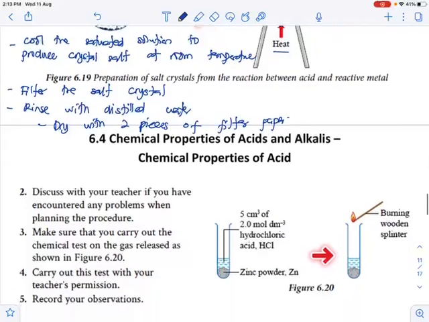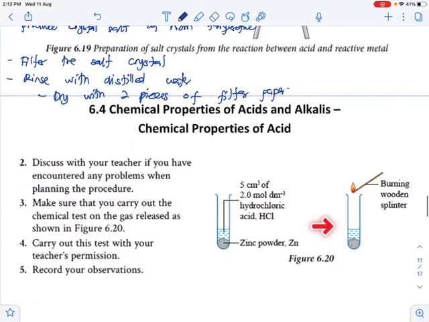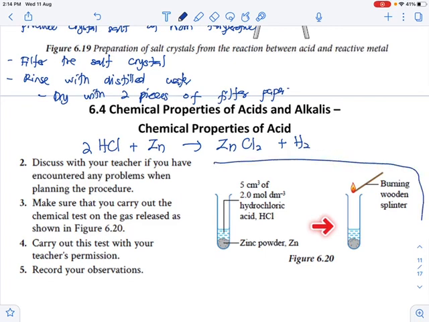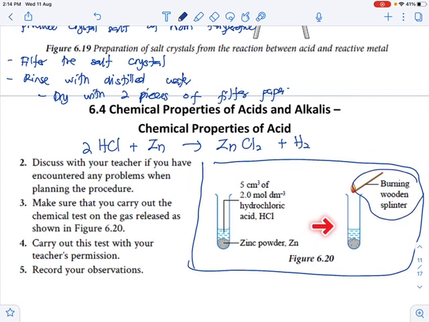Okay, so before we discuss the experiment in figure 6.20, let's write the chemical equation first. HCl reacts with zinc to form zinc chloride and hydrogen gas, 2HCl. Here is the experiment to verify the gas produced is hydrogen gas, because we use a burning wooden splinter.